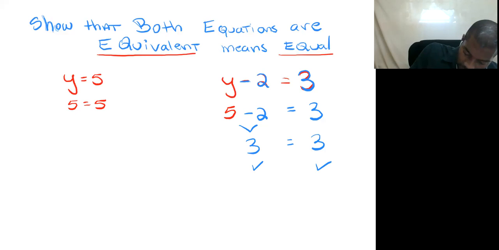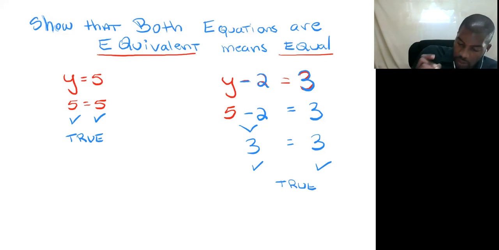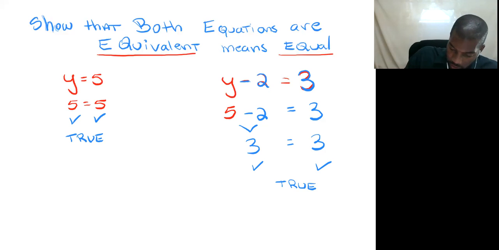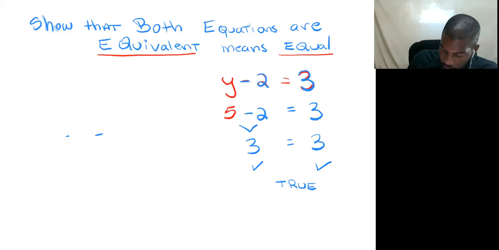5 equals 5? Yep. If both equations come out true, then you know that y equals 5 is equivalent to y minus 2 equals 3. Okay? Another way you could do this is simply replace. No, that's good enough for today. All right, let's try another two equations.